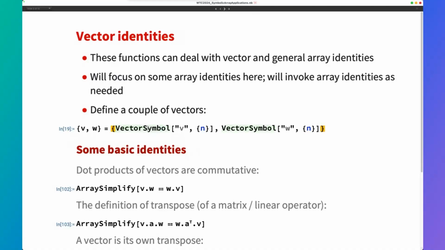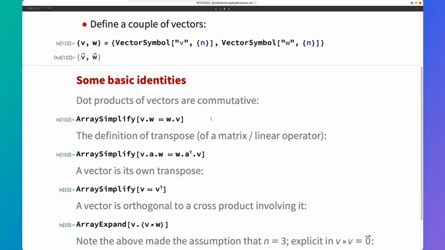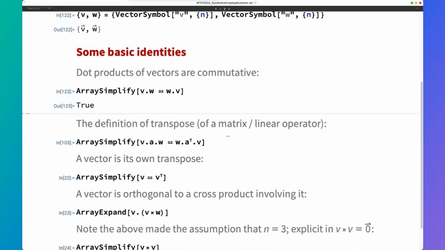It's very similar. I have VectorSymbol. I give it a typeset name, and I give it a dimension, and voila. And there are my two vectors. So unlike dots of matrices, dots of vectors is commutative. And here's the definition of the transpose of a matrix or linear operator. If you have v dot A dot w, you can reverse the w and the v.